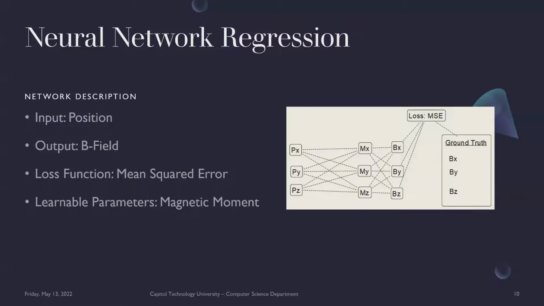Here we can see the input to our neural network will be the position vector of the observer, and the output will be the B field in that position vector. The loss function will be the mean squared error, and we will set the learnable parameters of the neural network to be the magnetic moment.